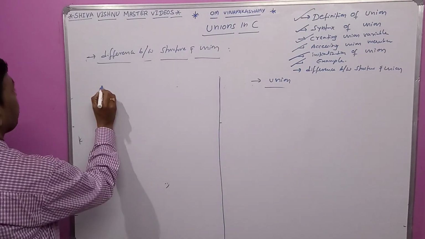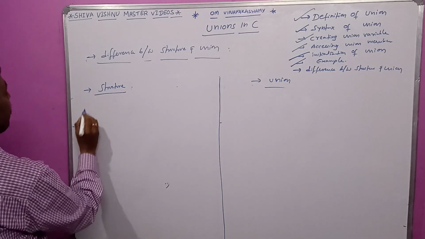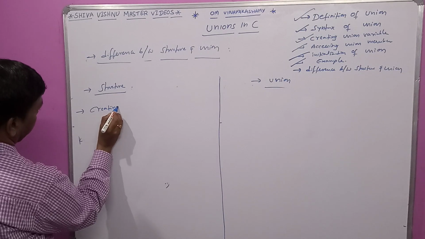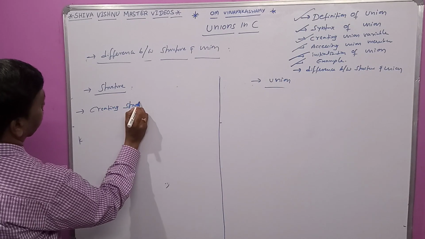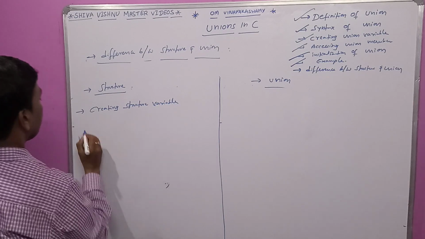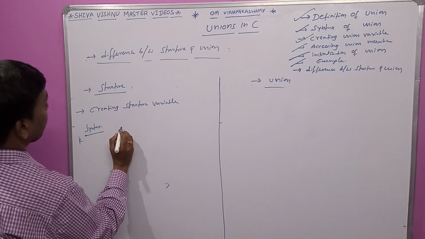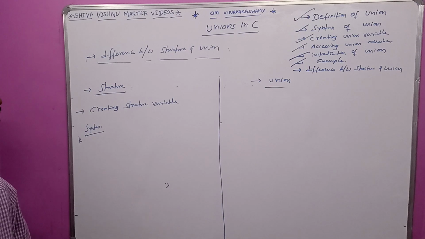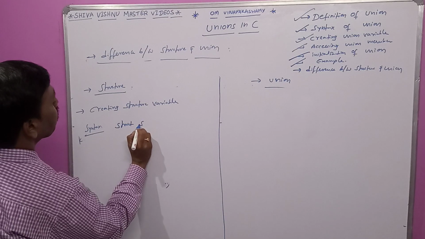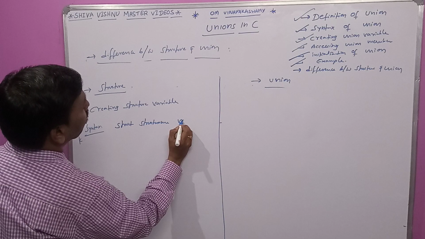Another difference is creating a structure variable. Here we have the syntax. Follow the syntax for creating a structure variable: structure name, space, variable, semicolon.